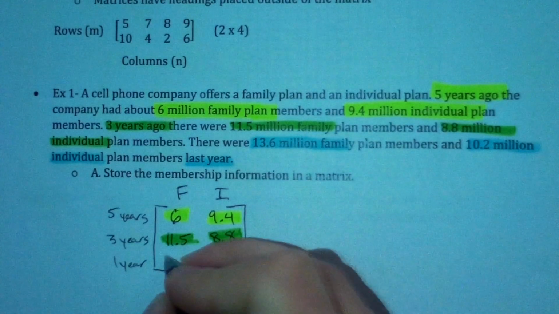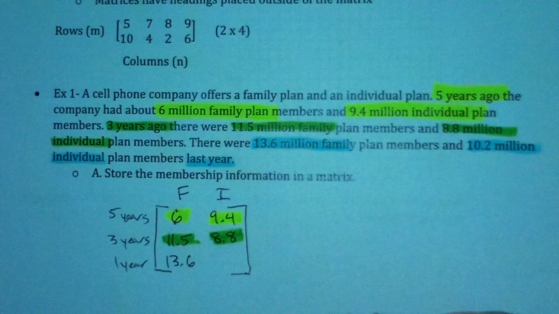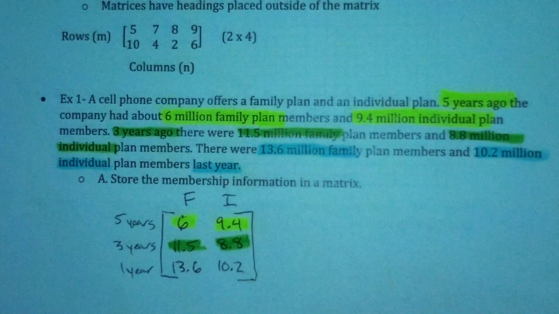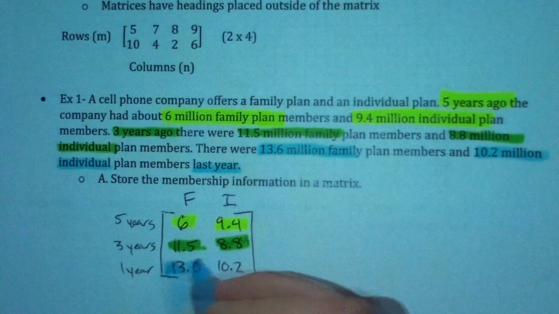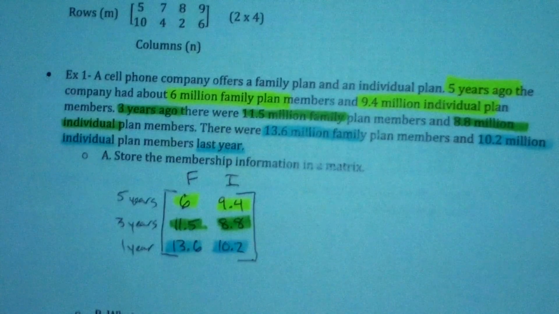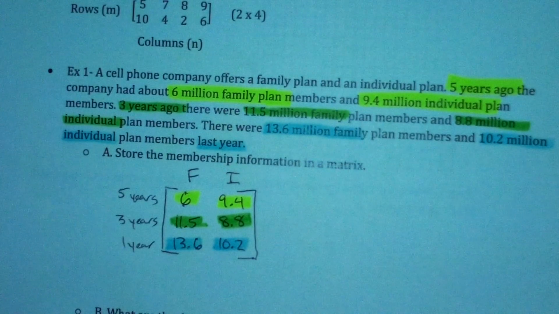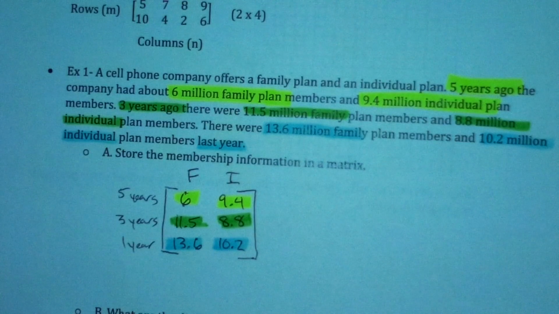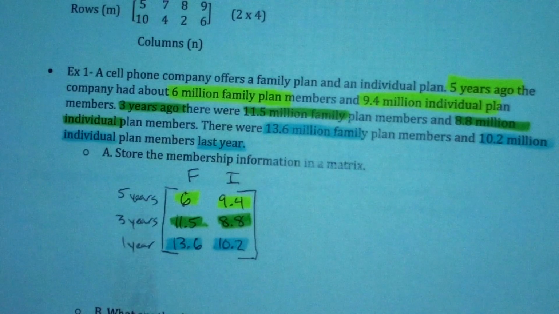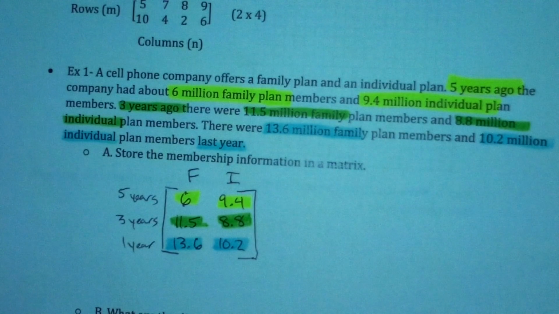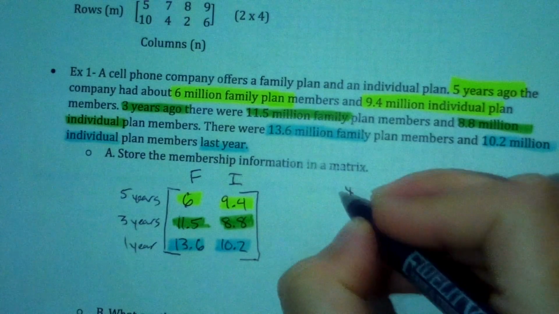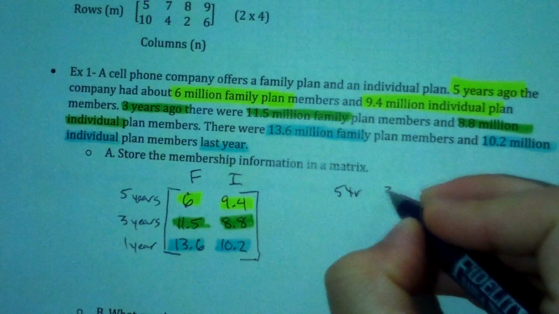Okay, so that's one way to store that information. Another way we can do it is to change where our labels are at. So instead of having the 5, 3, and 1 up and down on the side there, we could also put those across the top. So you could do it like 5 years, 3 years, and 1 year across that way, and then just make it a little bit shorter, and then just make your 2 rows family and individual.